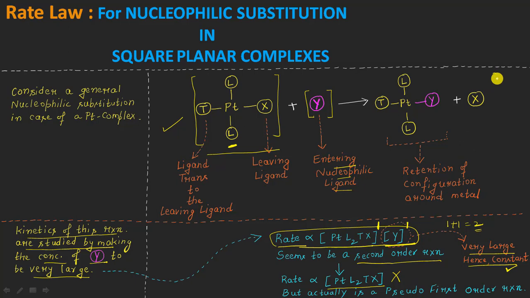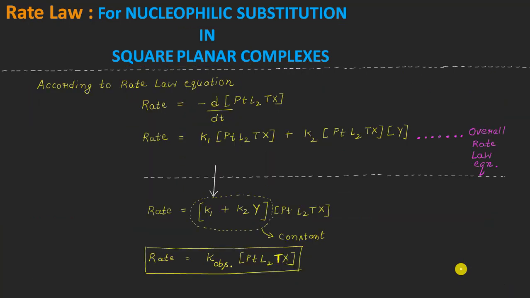So whatever reaction we are considering here, in order to discuss nucleophilic substitution in square planar complexes, we will see that because Y is present in large excess, the rate will only depend upon the concentration of the starting complex, and it will not be a second order reaction. It will actually be a pseudo first order chemical reaction.